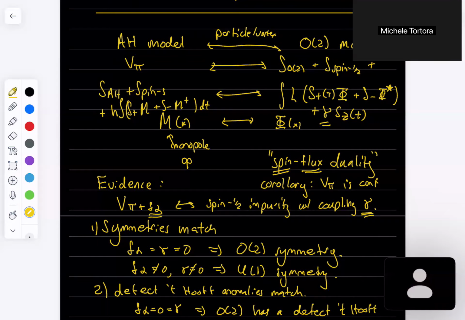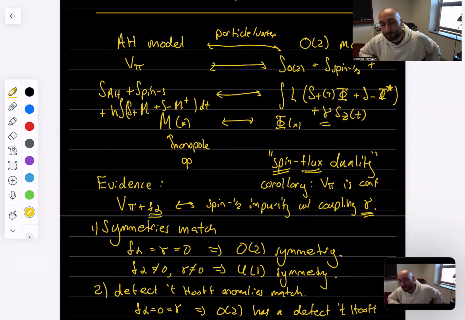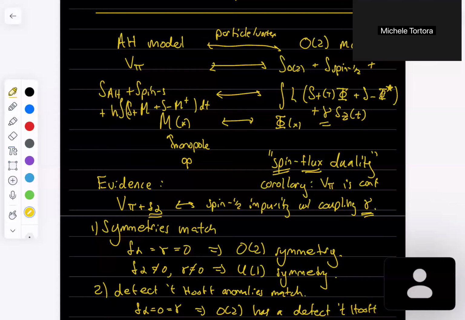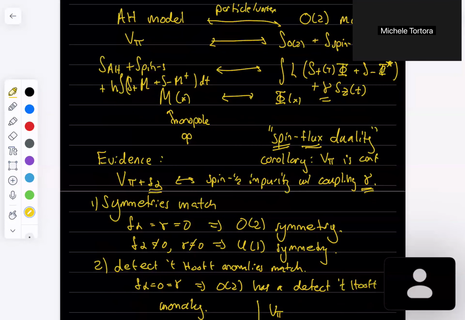I have a question. How can we argue that for the vortex, alpha different from pi, we flow to a trivial defect?